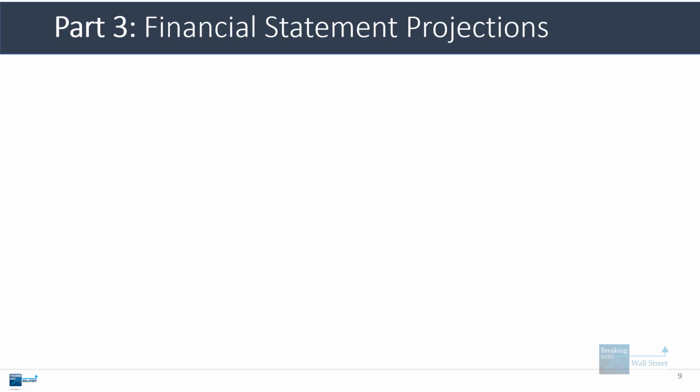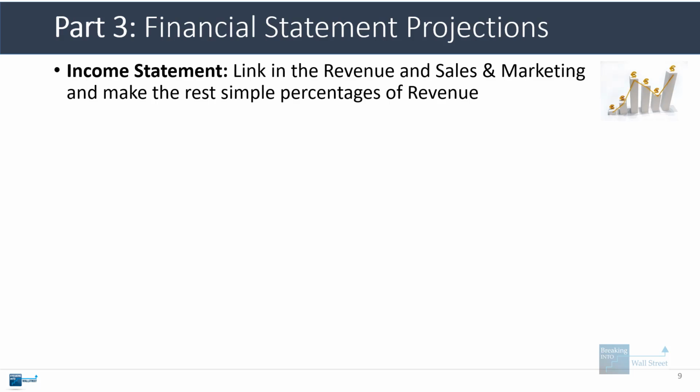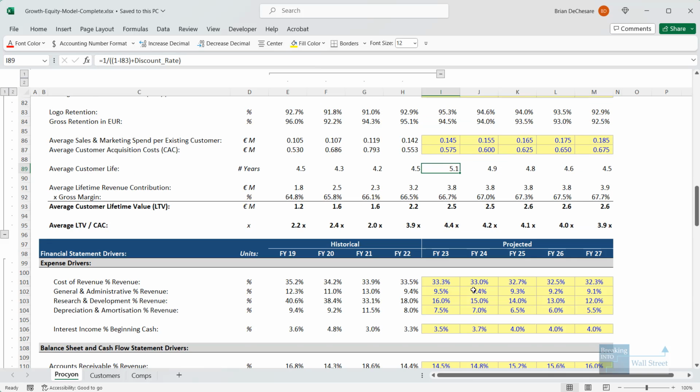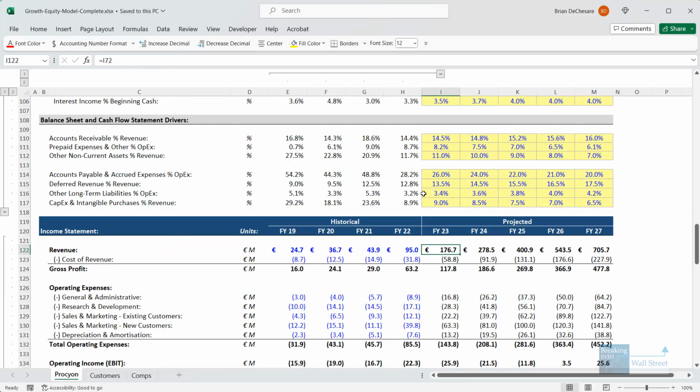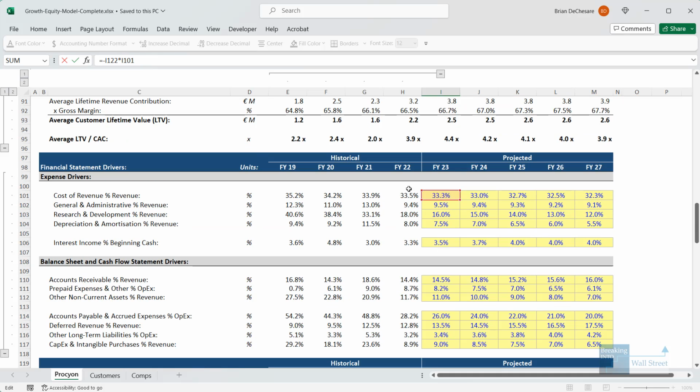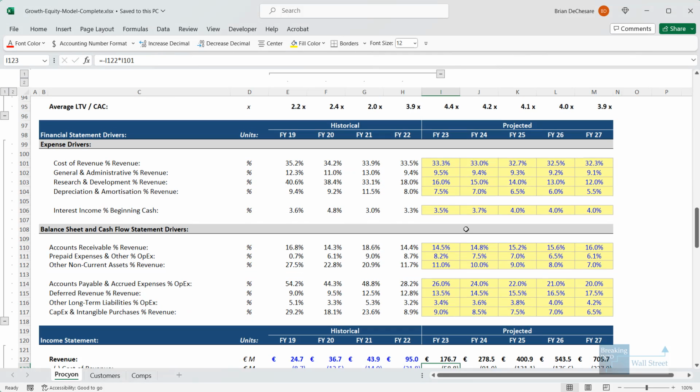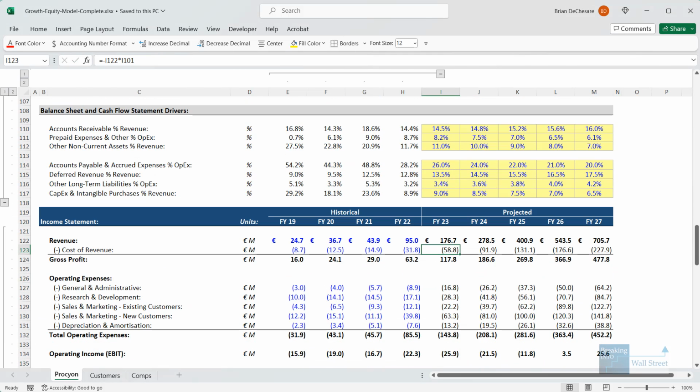With the financial statement projections, the income statement is pretty simple. You have the revenue and the sales and marketing. The rest can be simple percentages of revenue. Here, for example, we just link to our schedule above for the revenue. For the cost of revenue, this is just a simple percentage here based on historical trends. It's declining slightly over time. And then everything else, G&A, R&D, depreciation, these are all just simple percentages of revenue because we don't really have anything else to base them on here. And it is a quick 90-minute model.